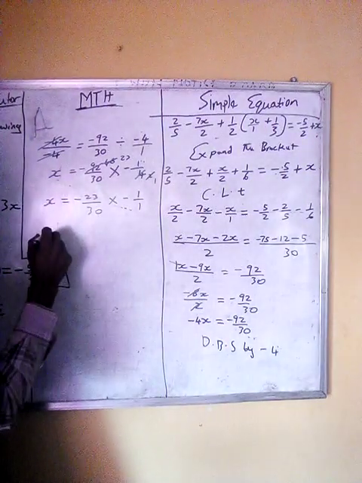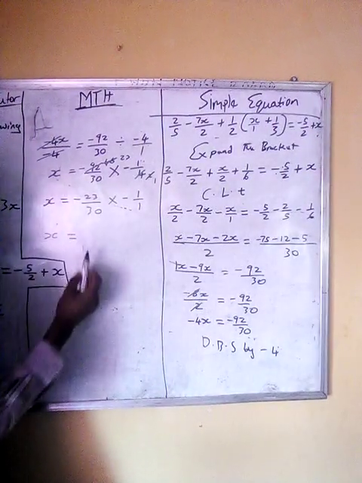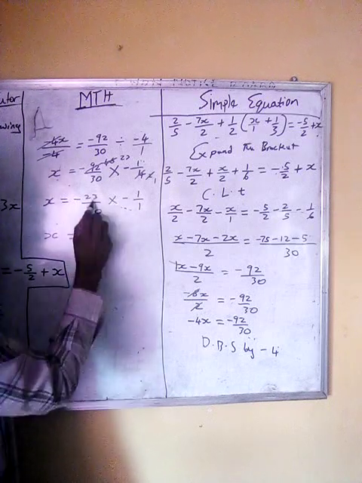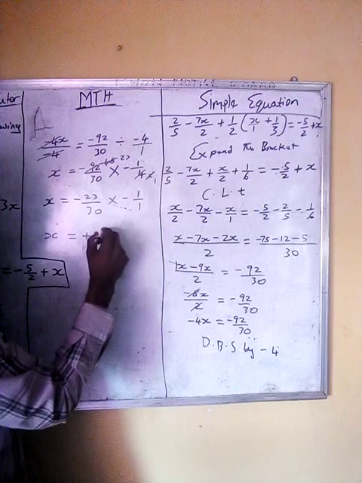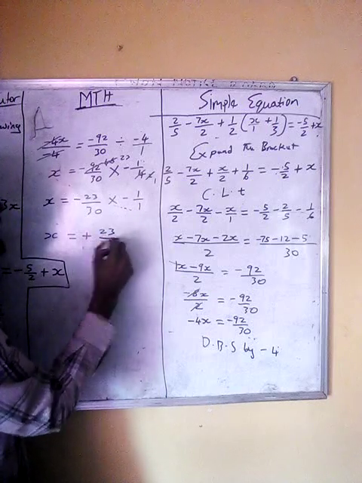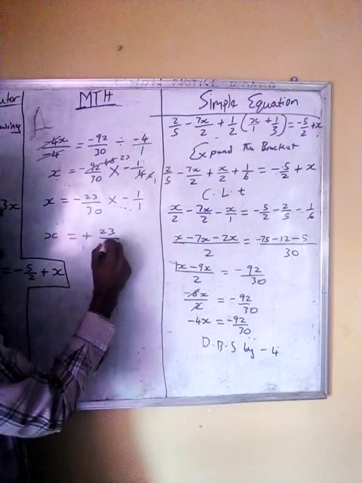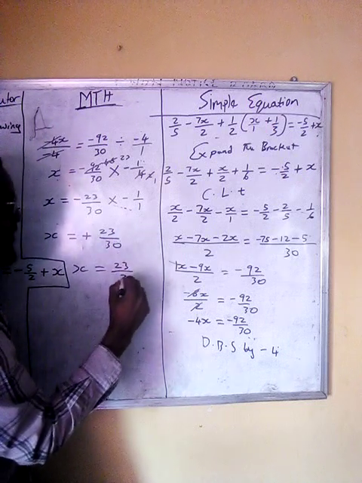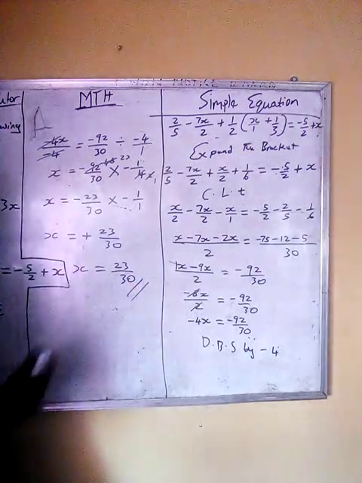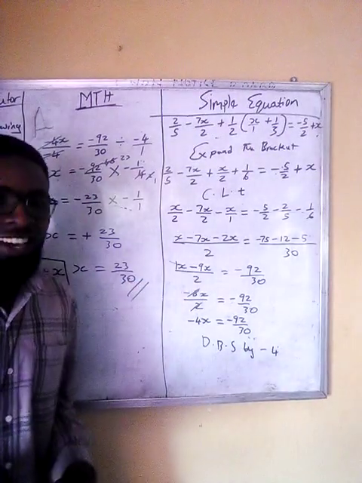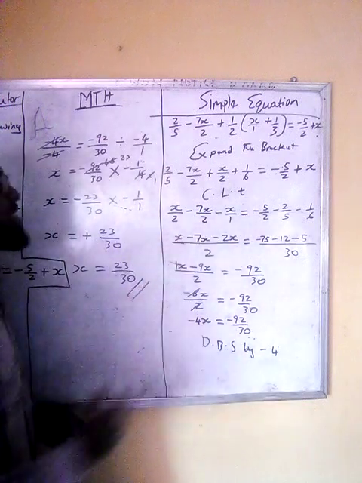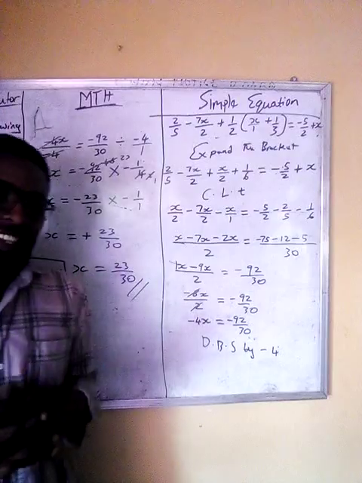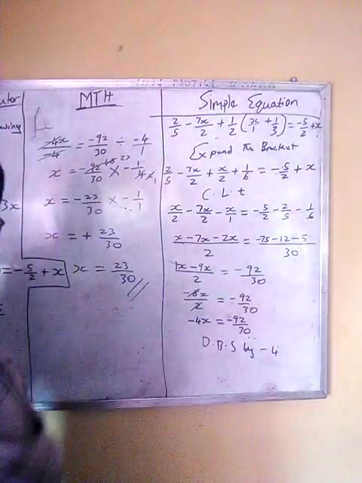Okay, let's go on. This is therefore x equals to, minus times minus is plus. 23 times 1 is 23 all over 30 times 1 is 30. Therefore x is equals to 23 over 30. So this is the value for x. You can see that this is very simple. You just follow the rules and then you realize that it's very easy. Alright, let's move on to the next one.